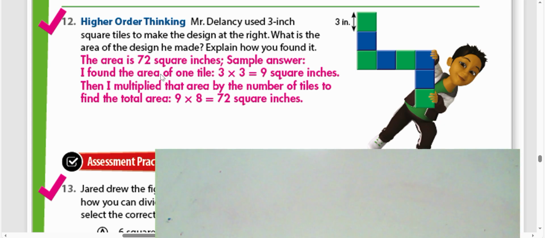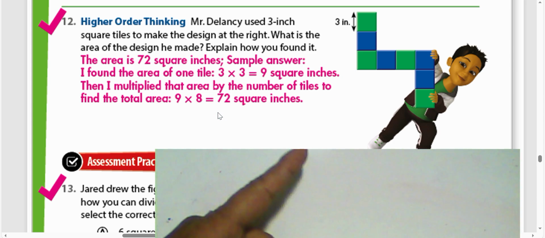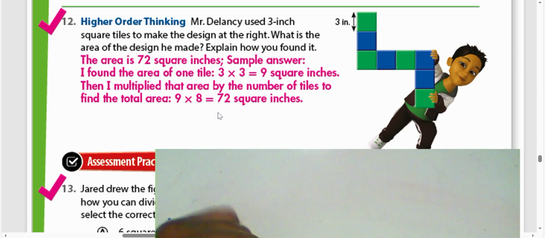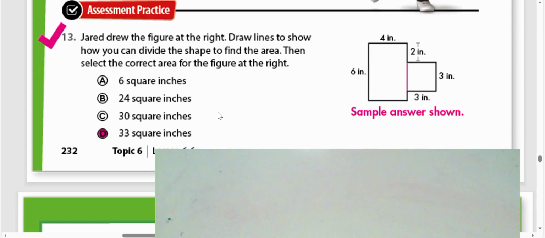Simple answer: I found the area of one tile, 3 times 3, 9 square inches, and multiplied that area by the number of tiles to find the total area. 9 times 8 equals 72. So the first step, you must count how many squares here? 8, and the area of each one is 9. 8 times 9 is 72. Then the area will be 72 square inches.